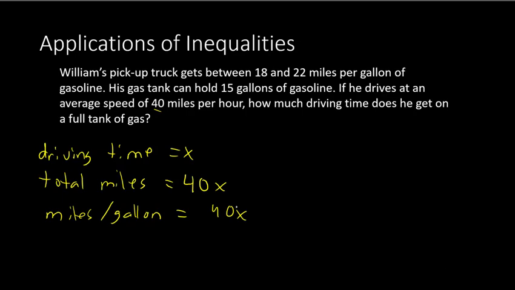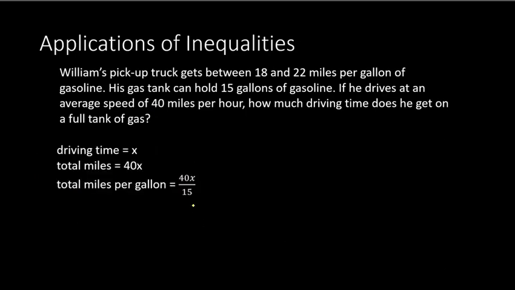So we can take his total miles of 40x and divide by 15 because there's 15 gallons of gas that his tank can hold. That would be his miles per gallon, 40x over 15. We see that all typed up right here. Then at the beginning it says his pickup truck gets between 18 and 22 miles per gallon. So we can write this as a combined inequality where 18 is less than or equal to 40x over 15, which is less than or equal to 22.